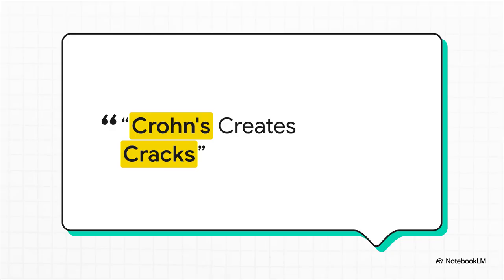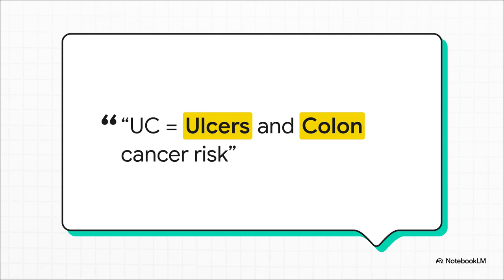Period. Need a little trick to remember the complications? Try this. Crohn's creates cracks. Those cracks are those deep fistulas and fissures that tunnel right through the bowel wall, all because that inflammation is transmural. And for ulcerative colitis, it's even easier. Just remember UC. The U stands for the ulcers that cause all that bleeding, and the C stands for the increased risk of colon cancer.